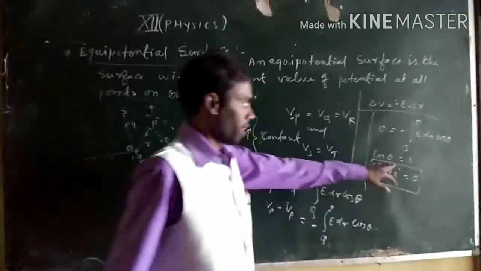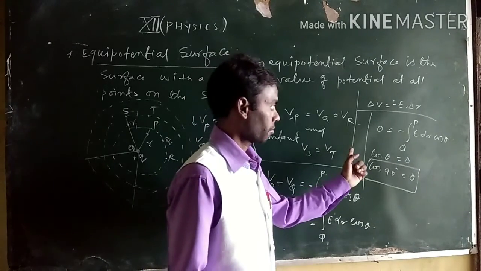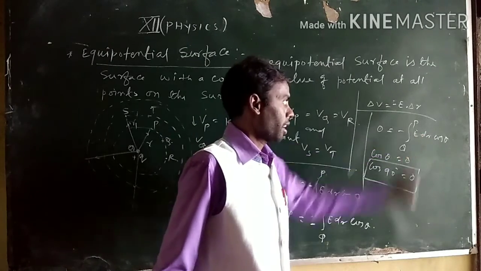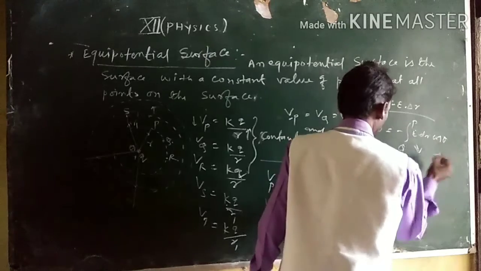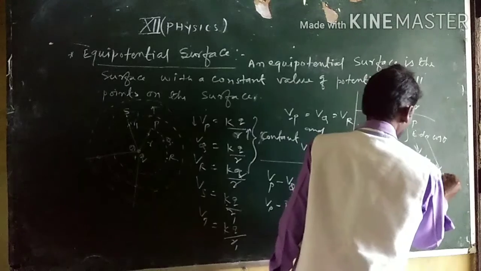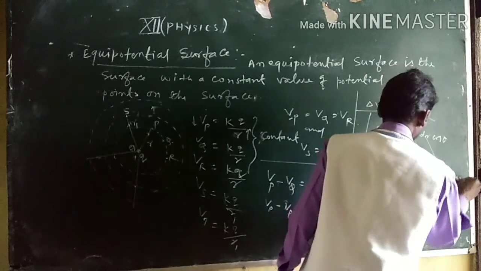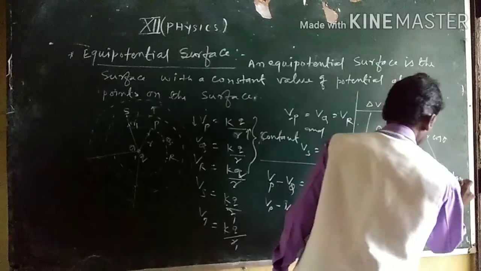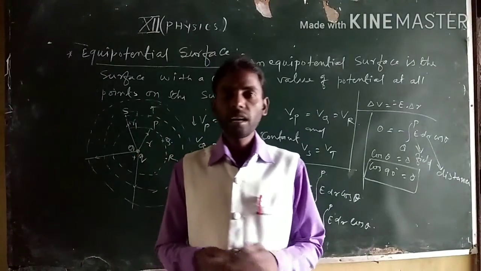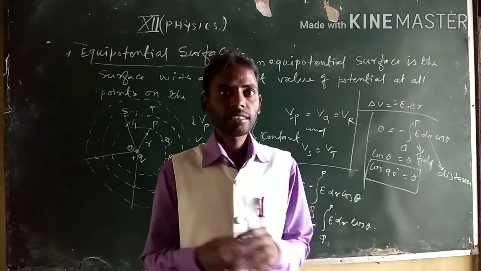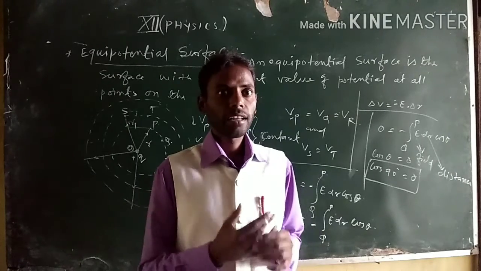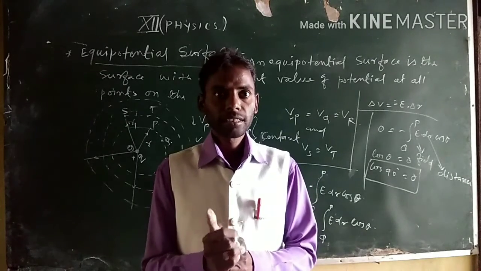Here the angle between the electric field and dx, where this is the field and this is the distance, should be 90 degrees. In those cases we get the equipotential surfaces, right?